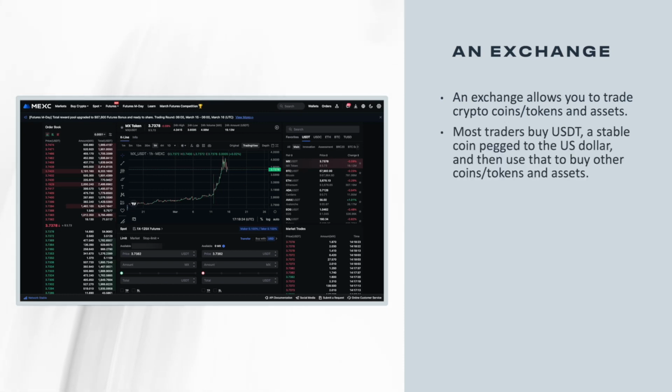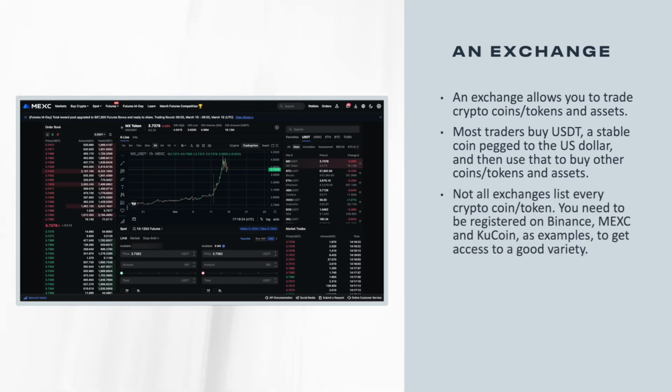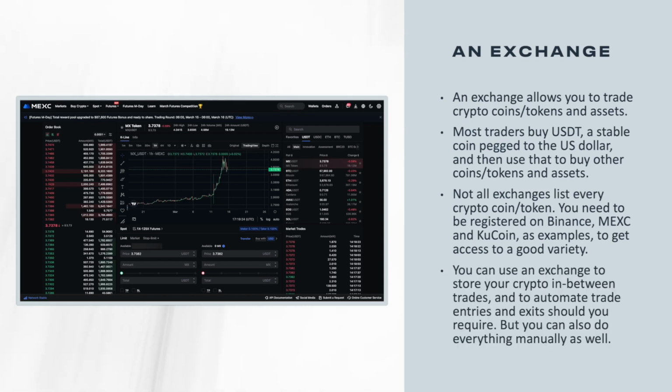Most traders will buy USDT, a stable coin pegged to the US dollar, and then use that to buy other coins, tokens, and assets. Not all exchanges list every crypto coin or token, so you'll need to be registered on a few, perhaps Binance, MEXC, and KuCoin as examples, to get access to a good variety. You can also use an exchange to store your crypto in between trades and to automate trade entries and exits should you require, but you can also do everything manually as well.